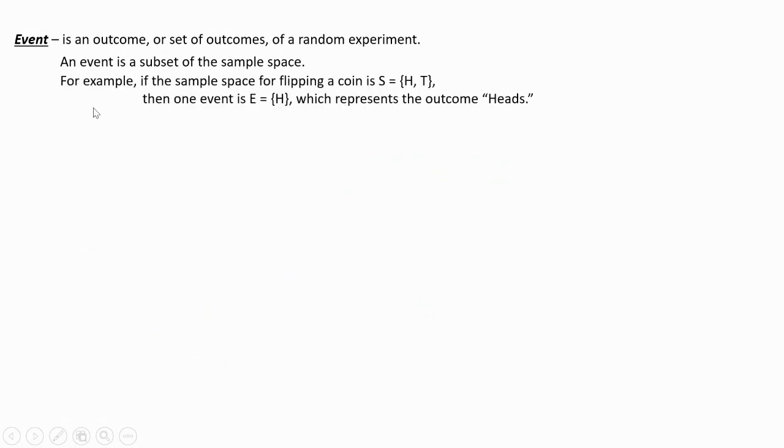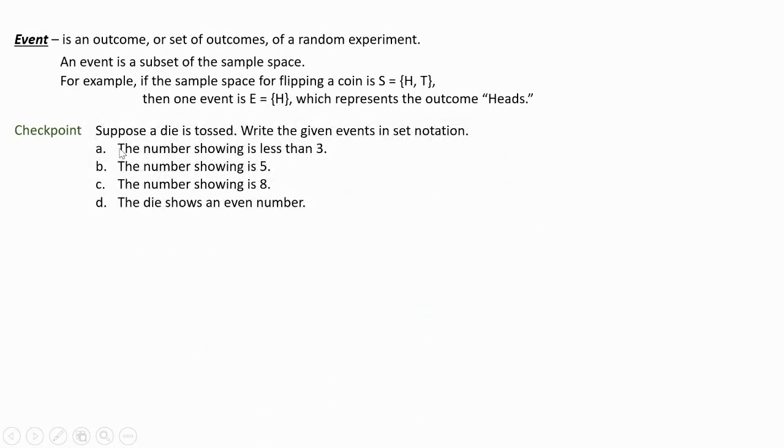Now an event. An event is an outcome or a set of outcomes of a random experiment. So let's do an example. An event is a subset of a sample space. For example, if the sample space of flipping a coin is heads or tails, then one event is heads, which represents the outcome of heads.